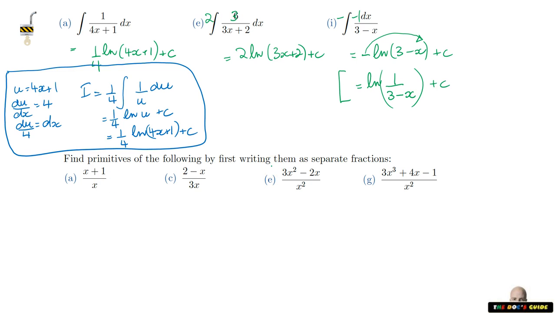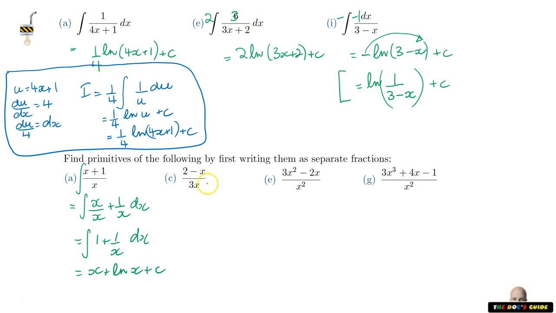These next ones, find primitives, which is, we know, code for find the integral of, these things by first writing them as separate fractions. So when we go to look at this, it's a quotient. The top line as it stands is definitely not the integral of the bottom, but we can use our properties of fractions to say that the integral of this is the same as the integral of x over x plus 1 over x, which is then the integral of 1 plus 1 on x dx, which of course is just x plus log x plus c.